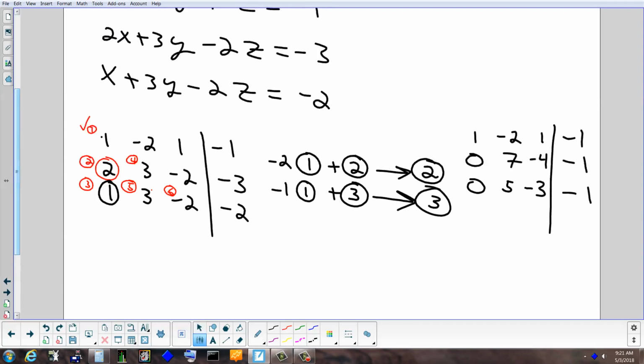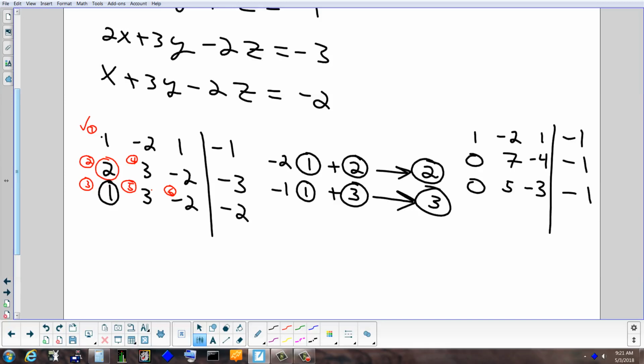Okay, so now let's look at the next step. What I want to do first is I just want to double check because I really don't like that 7 there. It's not that we can't do it, it's just we're going to get some fractions. So I want to just make sure that I copied it. 1, negative 2, 1, negative 1, yep. 2, 3, negative 2, negative 3, yep. 1, 3, negative 2, negative 2. Yep, it's just the way it's going to go.